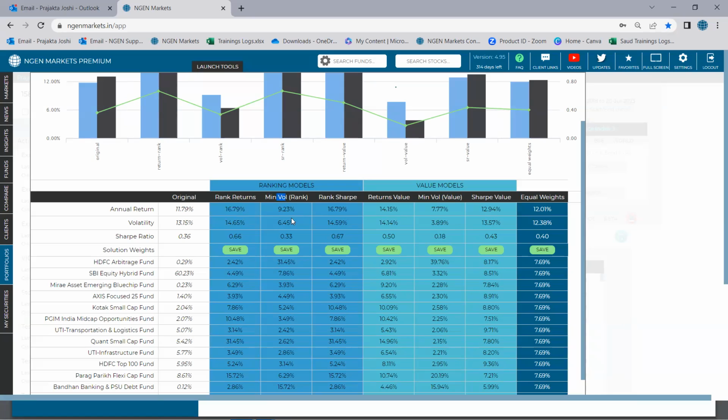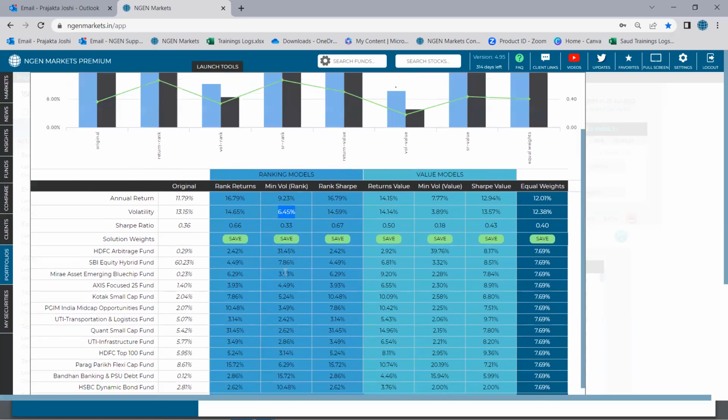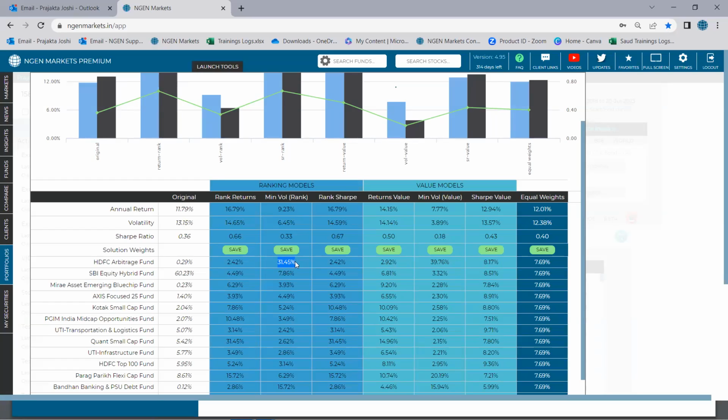What that has done typically is it has literally halved the volatility of the original portfolio from 13.15% to 6.45%. That's typically a reduction of more than 6% in the volatility of the overall portfolio. That typically means that the risk of the portfolio is now minimized. And to minimize this risk to a level of 6.45%, which fund has been given the highest weightage? If you see that, you will see that 31.45% weightage is being given to HDFC arbitrage fund, right? So it has the minimum volatility, and therefore it has been given the highest weightage to achieve this particular volatility.